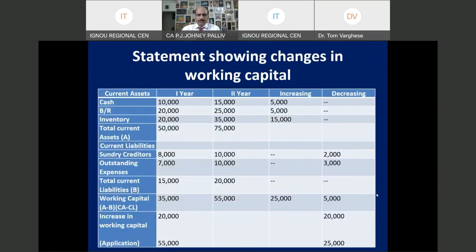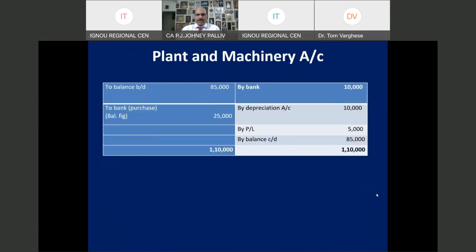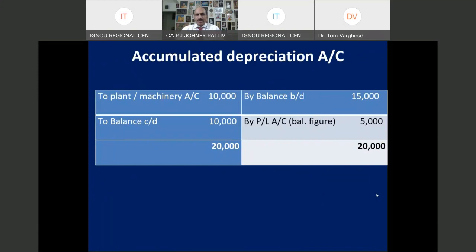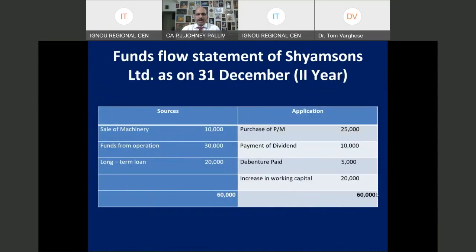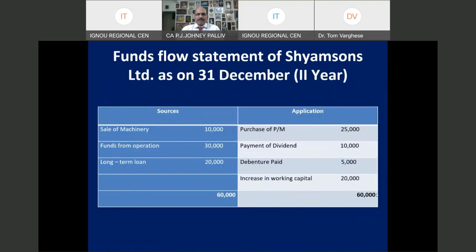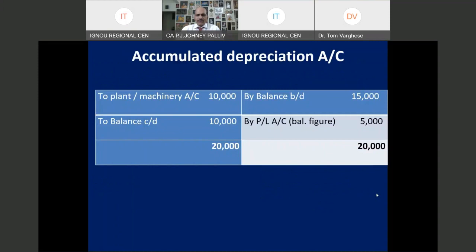Now, for that purpose, we are going to start opening several accounts. First one is retained earnings account. Second one is plant and machinery account. And third one is accumulated depreciation account. I repeat, for the purpose of finding the solution, they asked to prepare the statement of changes in working capital and the funds flow statement. These are the two statements required. For preparing these two statements, we are going to prepare the retained earnings account, that is a working sheet, the plant and machinery account, that is also a working sheet, and the accumulated depreciation account.